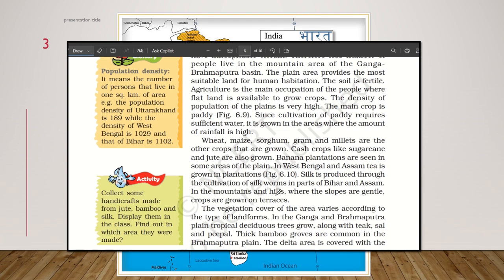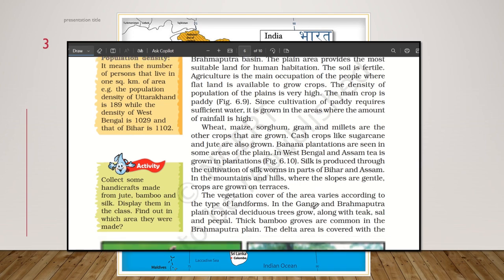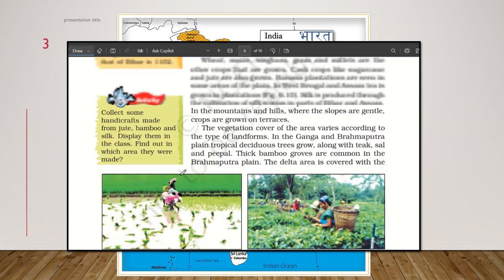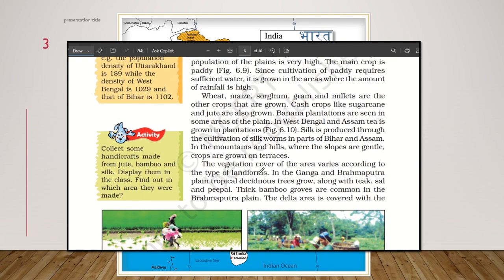In West Bengal and Assam, tea is grown in plantations. We will see figure number 6.10 here: a tea garden in Assam and paddy cultivation in other states. Silk is produced through the cultivation of silkworms in parts of Bihar and Assam. In the mountains and hills, where the slopes are gentle, crops are grown on terraces.